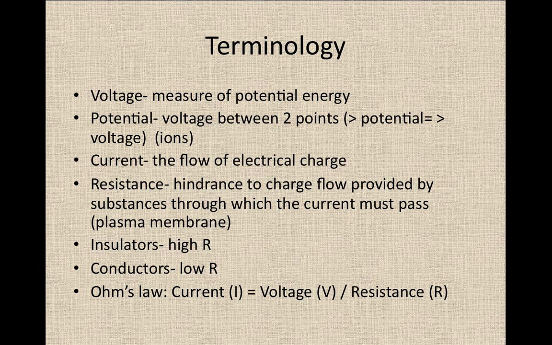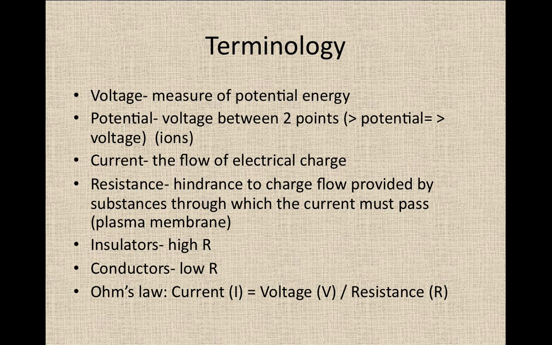Okay, so potential is voltage between 2 points. So the greater the potential, the greater the voltage. So negative 70 millivolts, which is the typical resting membrane potential of a cell, is going to allow for that energy flow. And now if you increase that to negative 90, now you have a larger potential, which means you have a larger voltage, which means that you can create a very strong signal.